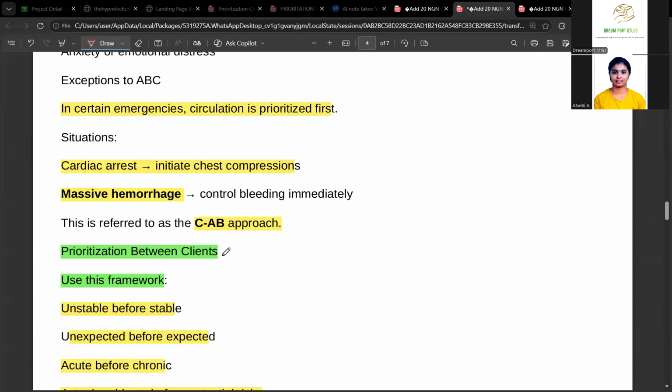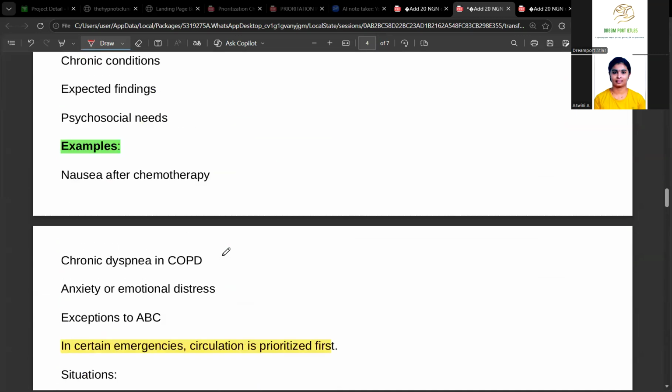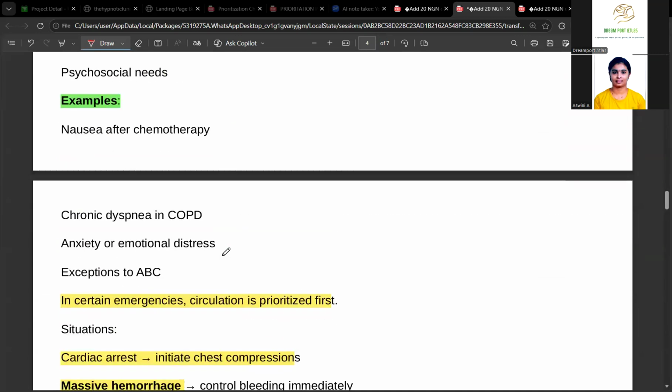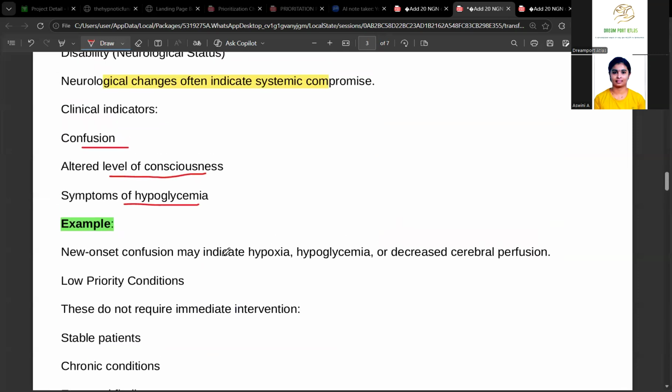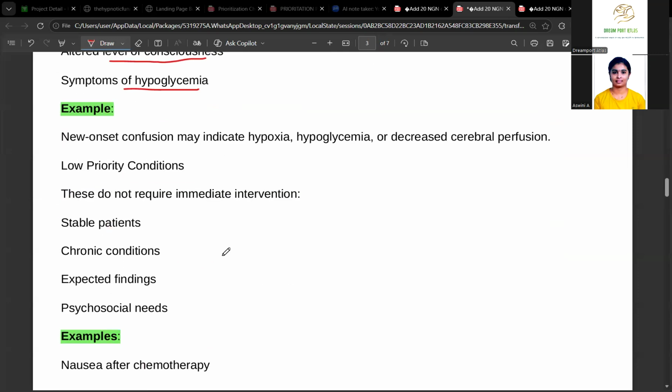So hope you got an idea about how we can correlate, and what are the things we need to look for in airway, breathing, then circulation. And the next one we can look for is how we can prioritize, that means how we can eliminate the options for a less stable, less prioritized need.